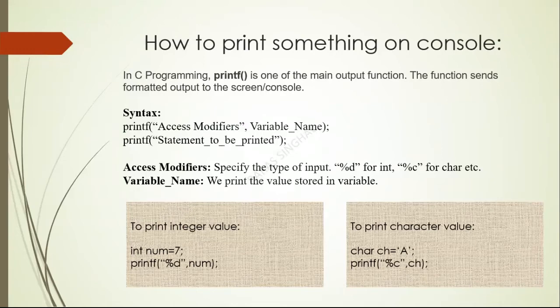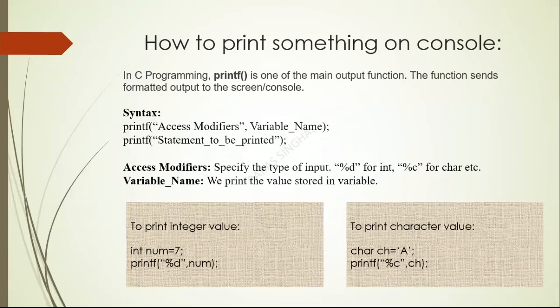Now, how to print something on the console? In software development, there will be some output or input after some processing. So we use the printf function in C language to print something on the console. In C programming, printf is known as the main output function. The function sends formatted output to the screen or console.